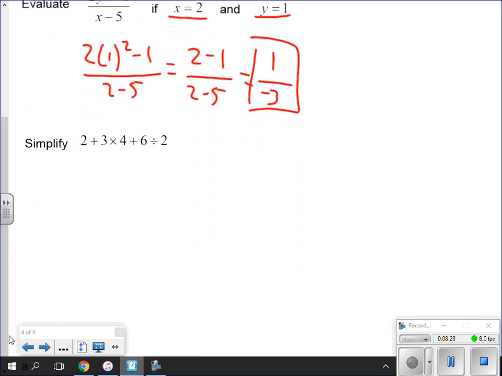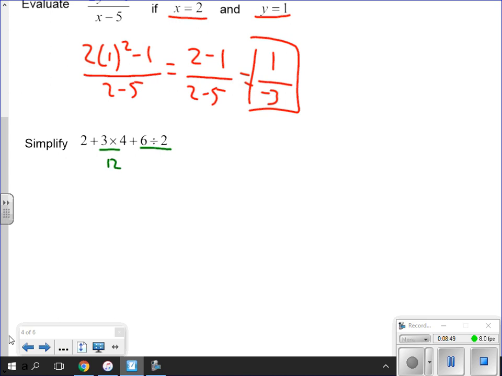Okay. Next one says simplify. Follow the order of operations. First thing you do is parentheses. Do I have any parentheses? No. Then you do any exponents. We do not have any exponents. Then you do multiplication and division. I have multiplication here. I have division here. I do them at the same time, working left to right.